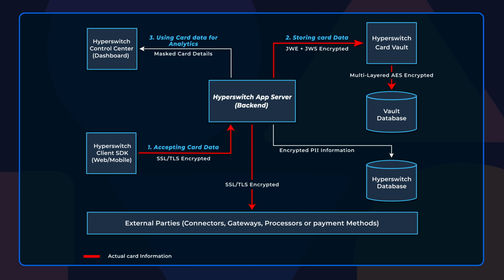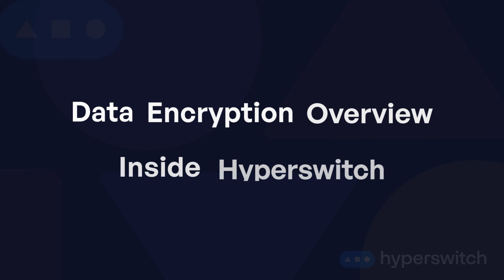And by the way, any information of the customer that we store in the Hyperswitch database is also encrypted, and we follow multi-layered encryption to store all sensitive data. So this sums up at a high level the flow of sensitive card data across the various components of the Hyperswitch application. Next, we'll see how data encryption works inside the Hyperswitch application. We encrypt all sensitive data that flows inside the application. This might include any external API credentials, your customer PII information, or any payment method details, including card details.